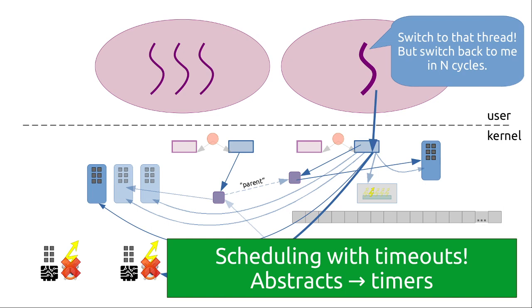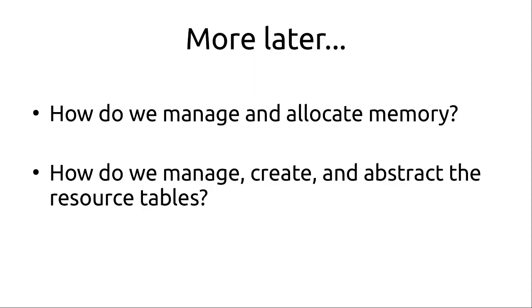We've talked about how to abstract CPUs away with threads, and we've talked about how to abstract protection domains and communication away. What we have not talked about, that I'll talk about in a couple of weeks, is how we manage and allocate memory. There's this notion of typing memory to make sure to use it safely. And we're going to talk about how we manage, create, and abstract resource tables later as well. But for the time being, we will go over APIs to create all these resources, but these are the core resources that are used to construct the entire system.